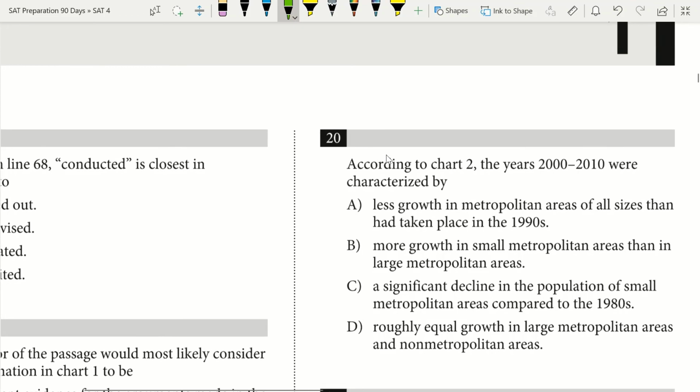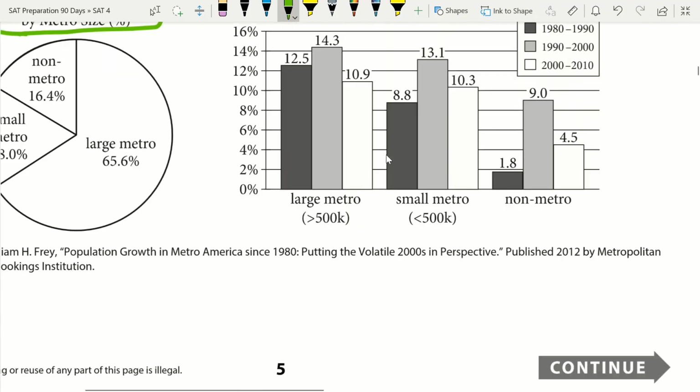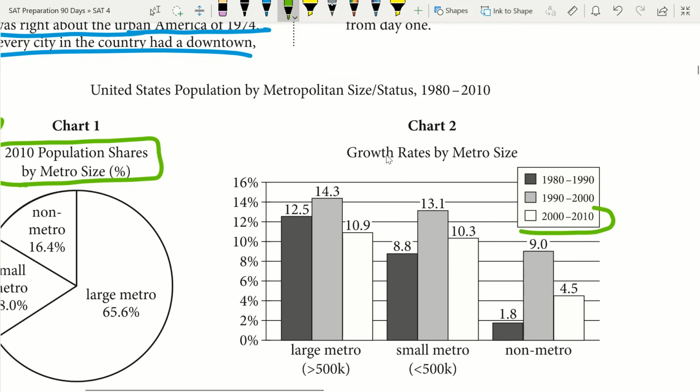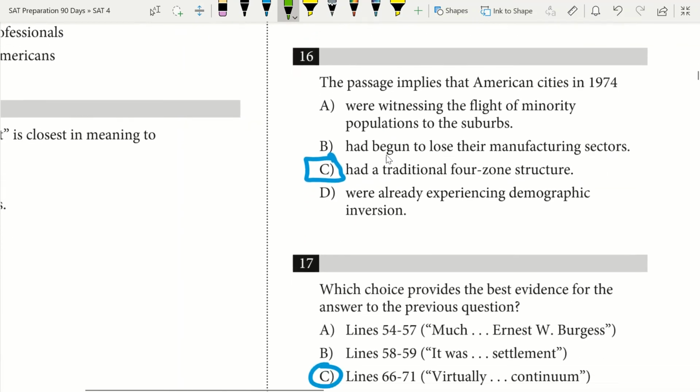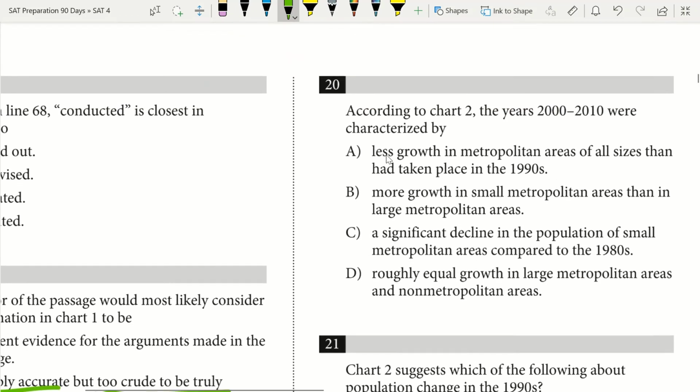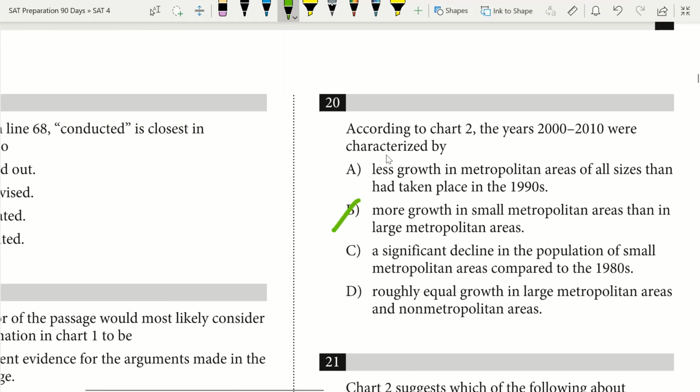Question 20: according to chart 2, the years 2000 to 2010 were characterized by what? Well, let's go take a look. 2000 to 2010 is my white box. If I look at 1990 to 2000, the gray box, I see declines in all 4 of these. So I'm going to look for something that shows a decline in growth rates for all the areas in that period. I'm not looking for more growth, or roughly equal growth. I'm looking for a decline in growth. Option A, less growth in metropolitan areas of all sizes than had taken place in the 1990s. Yes, that's correct. It's showing that drop in the growth rate. So our answer there is going to be A.